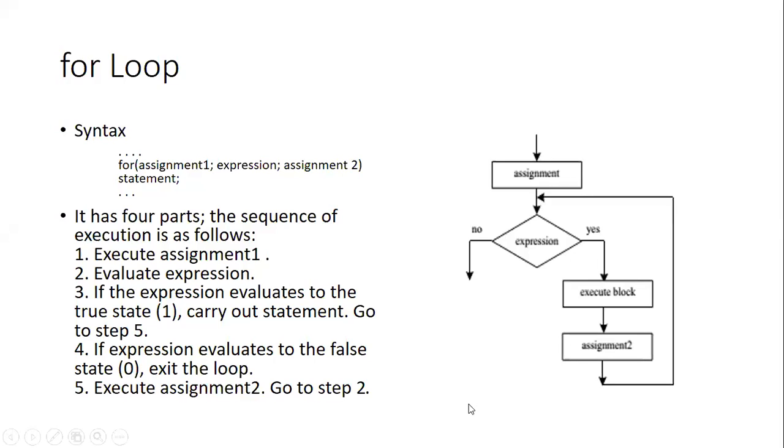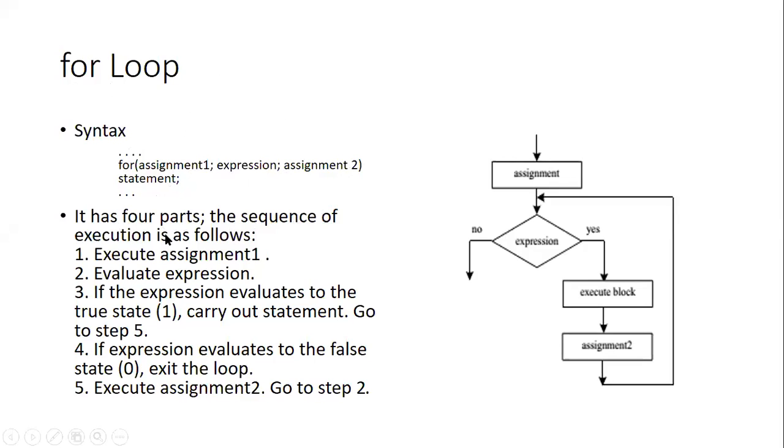Now I want to implement a ripple carry adder using a for loop. So what is a for loop? A for loop can execute a certain number of expressions a number of times. So here we are seeing a for loop. The syntax of the for loop is: for, assignment 1, expression, assignment 2, and then we have the statement. The for loop will have 4 parts.